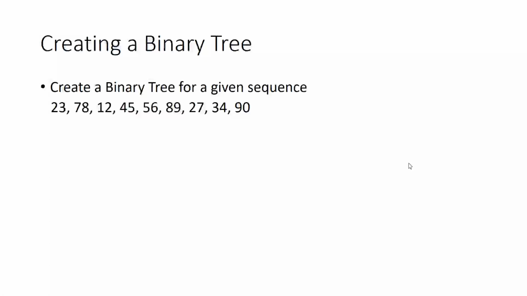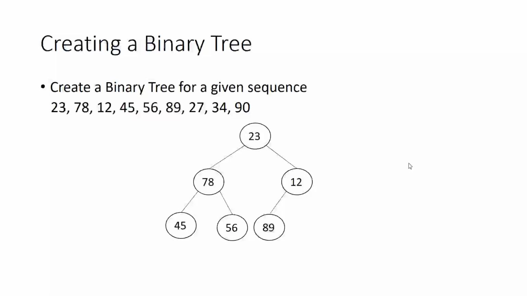Okay. The next one is creating a binary tree. So there is no tree at all to insert a particular element. You are given a sequence and you are going to create a binary tree. So how will it happen? First 23 will be taken as a root, then 78 as left of 23, 12 right of 23, 45 left of 78. Then the next one is 56 right of 78, then 89 left of 12, and 27 will be inserted as right child of 12.